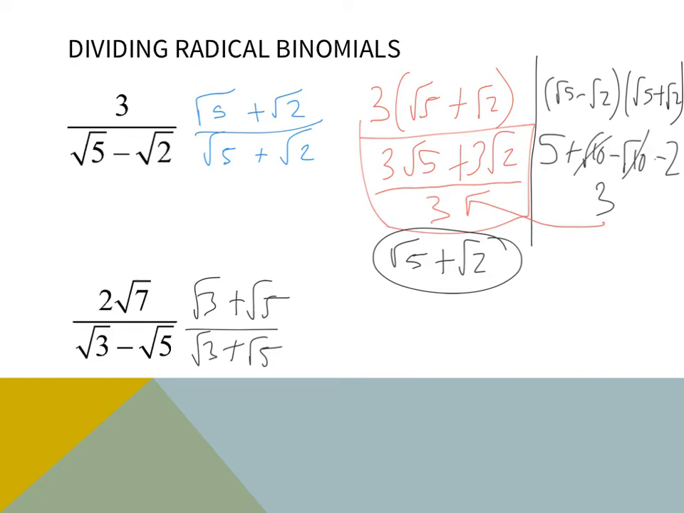First step, multiply by the conjugate. So square root of 3 plus square root of 5. Now, set up your 2 separate problems. Here's my first one. Now I've got to distribute that 2 root 7. So I'm going to get 2 square root 21 plus 2, and then we have 7 times 5, which is 35.